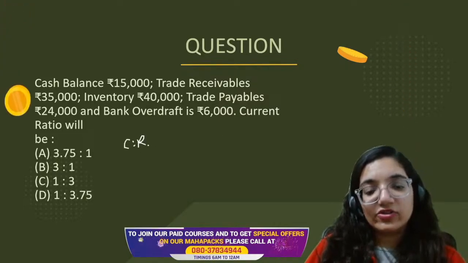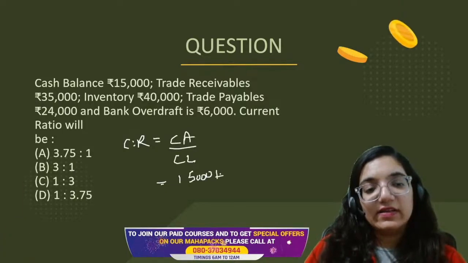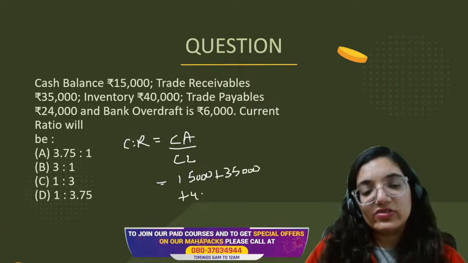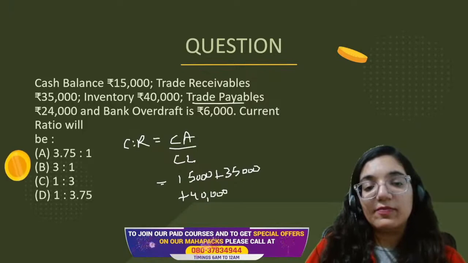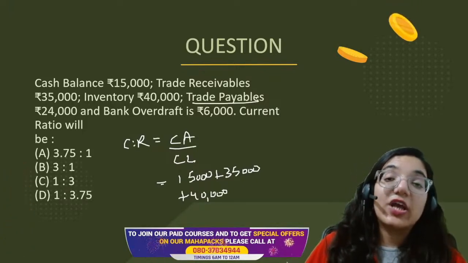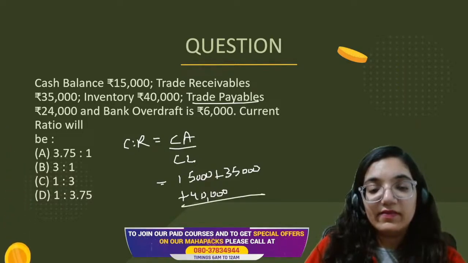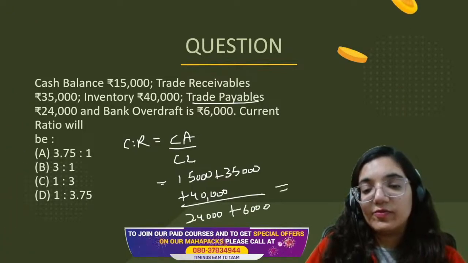For current ratio, it is going to be CA upon CL. Our current assets are 15,000 of cash balance, trade receivables of 35,000, inventory of 40,000. That's it. Why? Because trade payable is given, the money which I owe to someone else, that would be divided. That is 24,000 plus 6,000. What would be the answer, everyone?